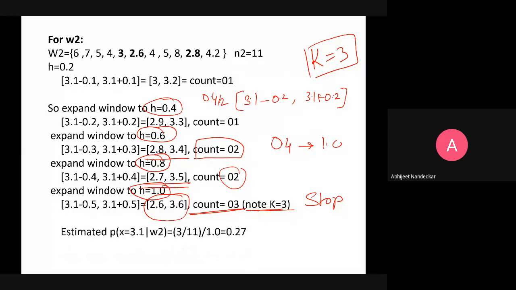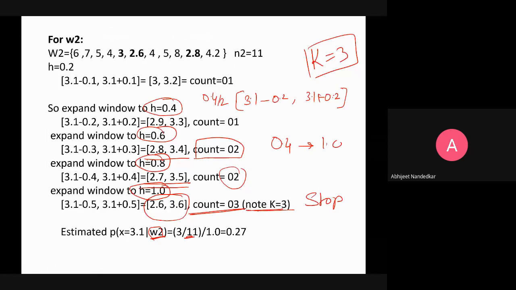Then I go forward with the estimation for omega 2. Since it is taking into account only omega 2 samples, don't mix omega 1 and omega 2 samples for this purpose. That is a caution. Whenever you calculate for omega 2, use omega 2 samples. When you calculate for omega 1, use omega 1 samples. Now here it is 3 by 11, since the count for omega 2 is 11. So this is 3 by 11 divided by the volume. So it is 0.27. Now our estimation is over.